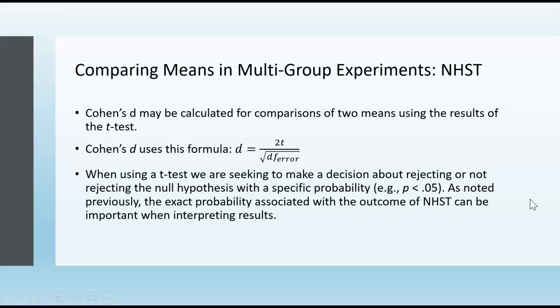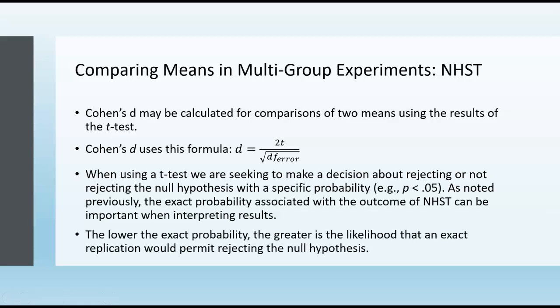Now, as your authors have pointed out more than once, the exact probability is important, and that's why journal publishers have moved in the direction of requiring that authors report the exact value as opposed to the inexact, less than or greater than information when it's appropriate. The lower the exact probability, the greater the likelihood, as with most of the ways we phrase this for NHST, that an exact replication would allow you to reject the null.